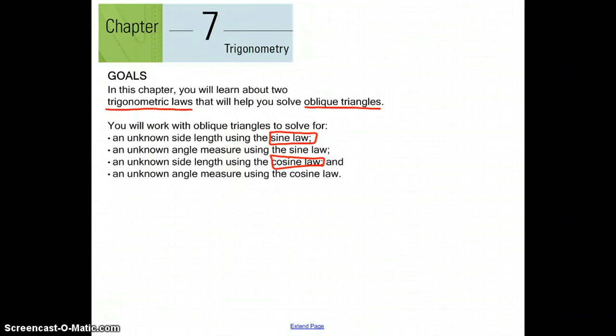We're starting on Chapter 7, which is titled Trigonometry. In this chapter, we're going to learn about two different trig laws that help us solve oblique triangles. Now, oblique means a triangle that is not a 90-degree right triangle. We're going to use the sine law and cosine law to find unknown side and angle measures.